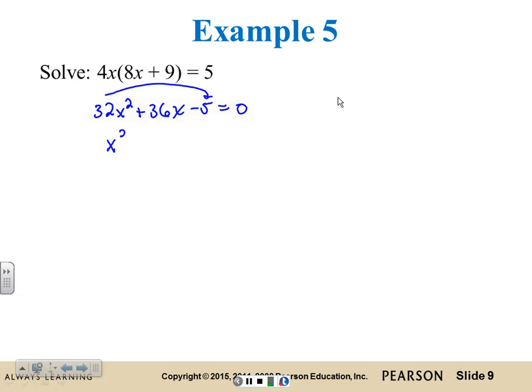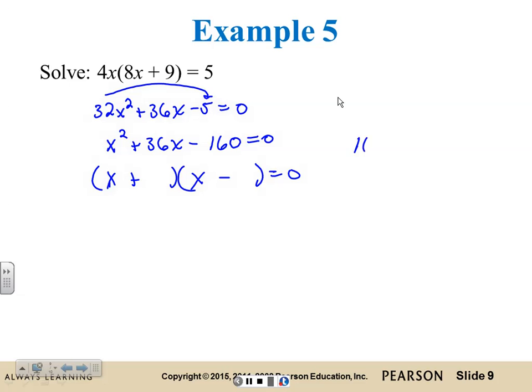So I'm going to take the 32 and multiply it into the 5. So we're going to have x squared plus 36x minus whatever 32 times 5 is, 160. Okay, I'm going to factor this. Signs are going to be different, so split that x squared into x and x.